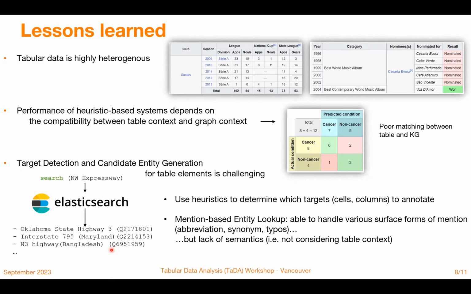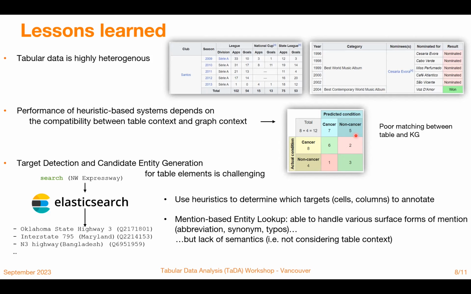During the development of WSN, we faced some challenges and learned several things. First, tables are highly heterogeneous with diverse and complex structures. Second, a large portion of annotation systems, including WSN, is heuristic-based. The performance depends greatly on the matching level between table context and graph context. Finally, target detection and candidate entity generation for table elements is challenging.